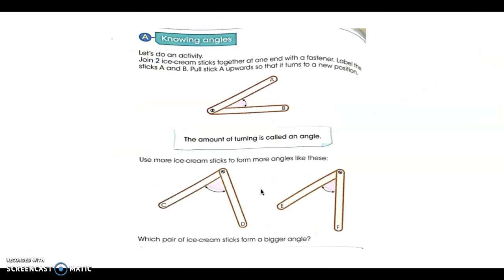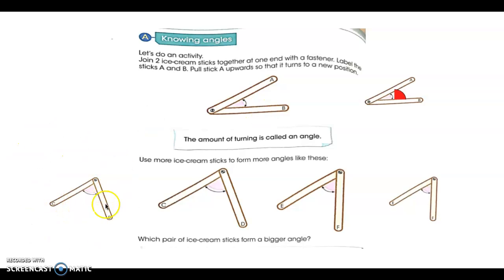Now see, how we can make an angle for ourselves is like we can take two ice cream sticks and then we can nail them together and then we can open and close to make an angle here. Okay, this is the angle. We can even increase and decrease. Even if we increase, we can make a big one and we can make a small one. Which one is the bigger one here? This is the bigger angle, right?